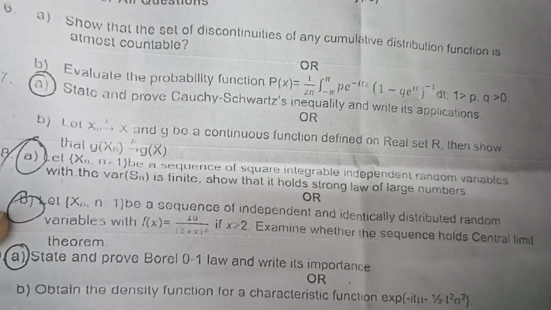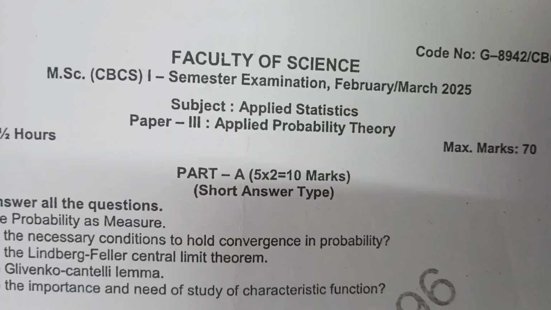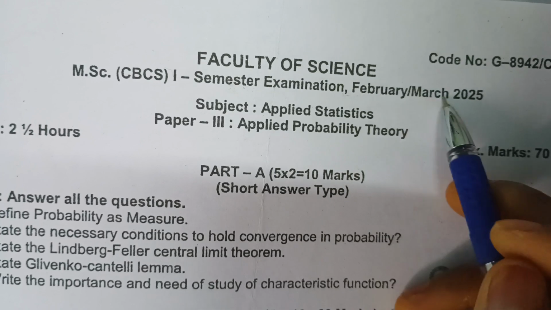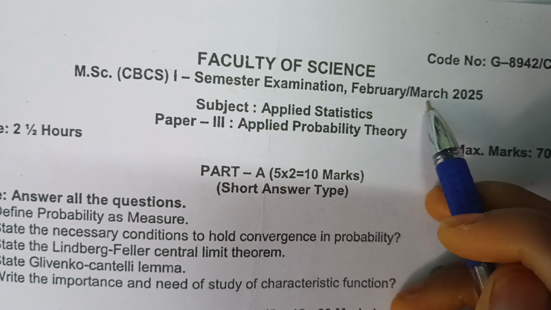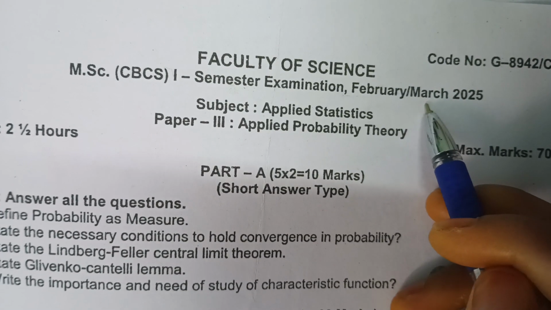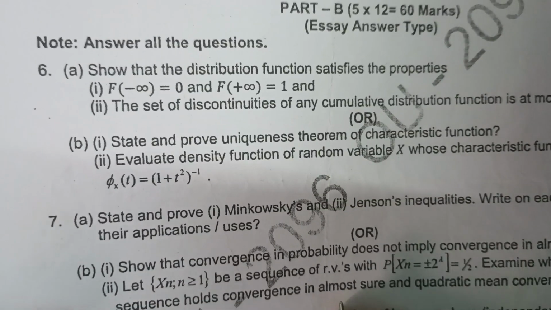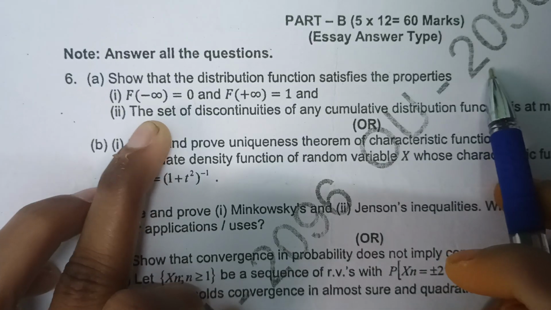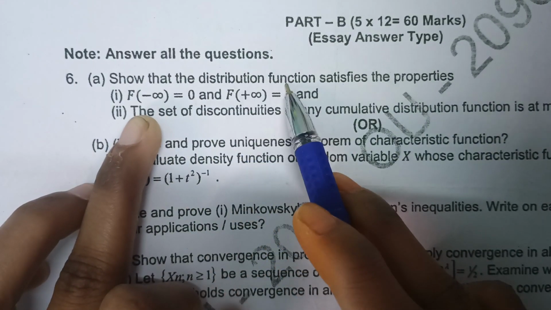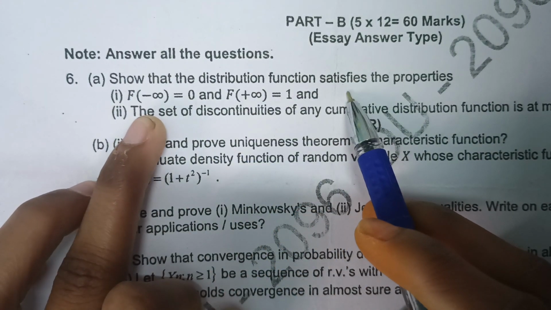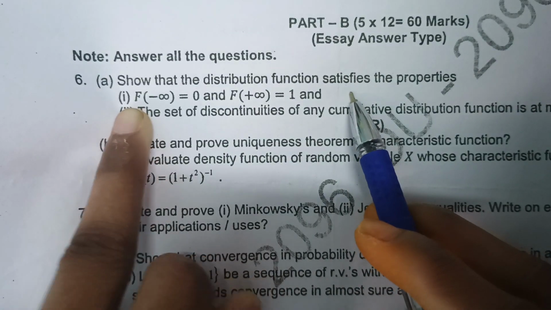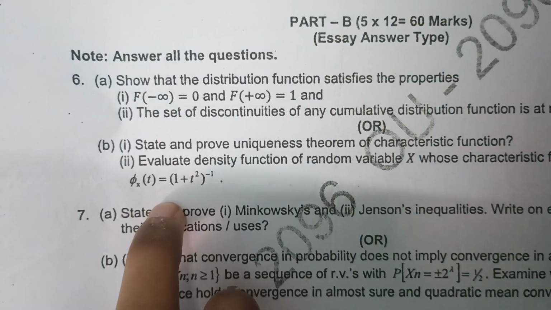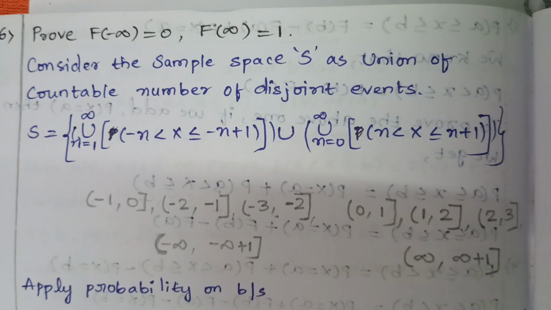And I'll show you the regular paper also. And this is the regular paper. The regular paper is February, March, and the backlog paper is 2025 September. Let us see the long answers first. First question: show that the distribution function satisfies the properties F of minus infinity is 0 and F of plus infinity is 1. The distribution function, this is a degree question. If you see, I'll show you the answer also if I can. And this is the answer for that one.